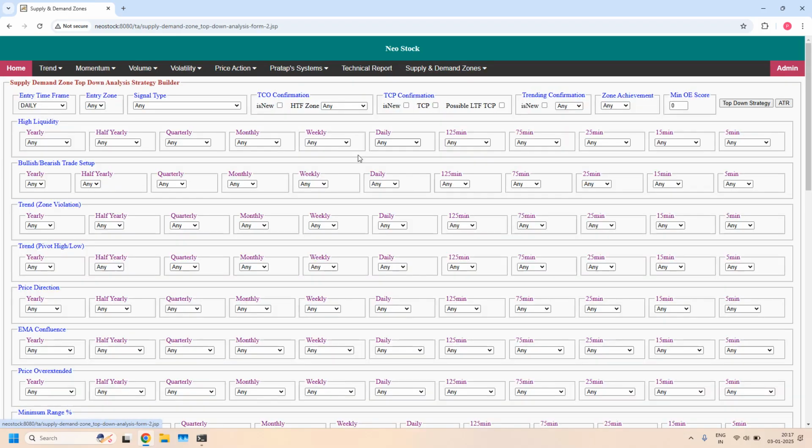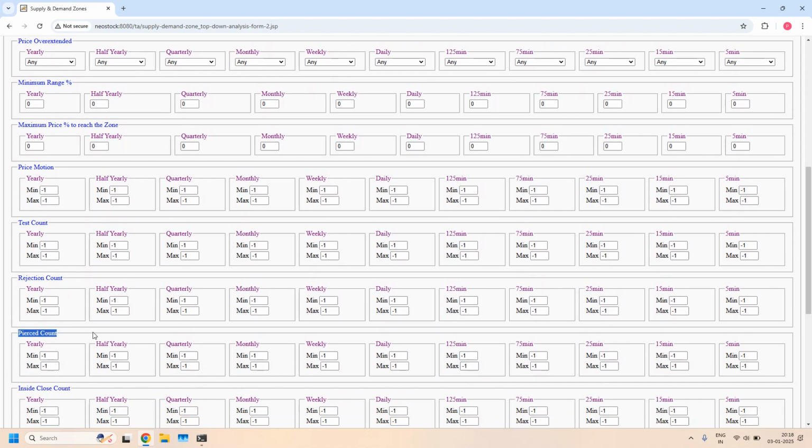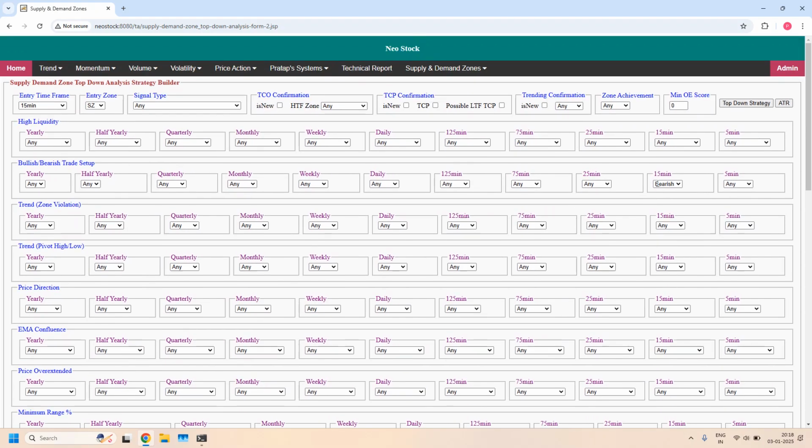Next, bearish trade setup for daily income trade. Entry time frame 15 minutes, entry zone supply zone. In bullish or bearish trade setup at 15 minutes, I am selecting bearish. The 15 minute supply zone should not be pierced. So in the pierced count at 15 minutes time frame, I am setting minimum value 0, maximum value 0. Zone achievement: violated opposing zone. Minimum odd enhanced score 12. All three filters are applied to the 15-minute supply zone.